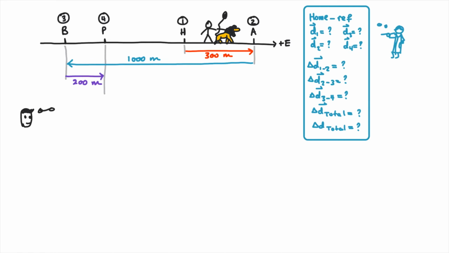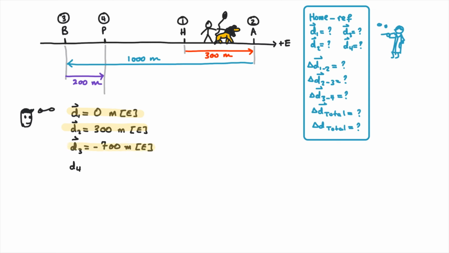Since home was the reference point, position 1 or the home is 0 meters away from the reference point. Park A or position 2 was 300 meters away from home in the east direction. Park B or position 3 was 1,000 meters minus 300 meters or 700 meters to the west, or negative 700 meters to the east of the reference point.